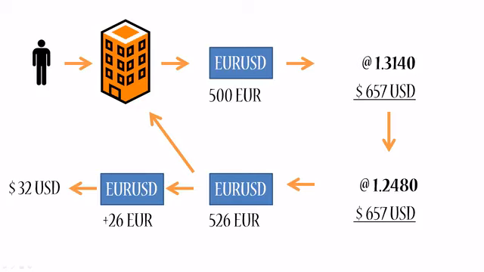You go to your broker, you borrow 500 euros, you sell them at 1.3140 for $657. You hold on to your $657 until the price for euros drops. You use those $657 to buy back euros at the new lower price of 1.2480. You get 526 euros in return. You return 500 euros to your broker. Your profit is 26 euros. Because your account is in US dollars, you convert your euros back into US dollars and you have 32 US dollars of profit. So that's in a nutshell how short selling works.